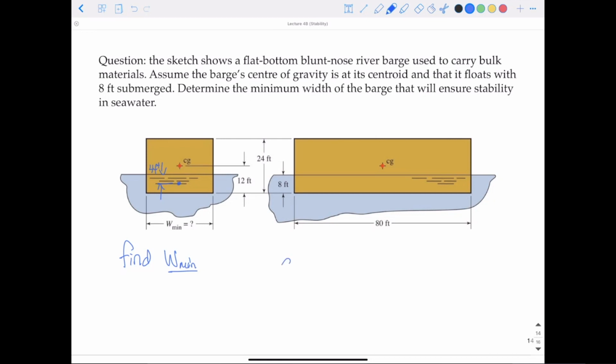So if this is our case, we know that GB right off the bat, we can calculate as this distance here. And if we relate this to the distance from the bottom of the boat, from the bottom of the boat to the center of gravity is 12 feet. And then if we subtract from the bottom of the boat to the center of buoyancy, that's 4 feet. So we should get our distance from our center of gravity to our center of buoyancy is 8 feet. So our center of buoyancy is 8 feet below our center of gravity.